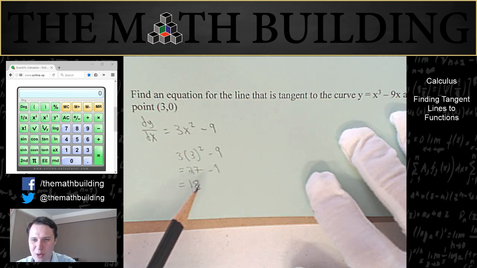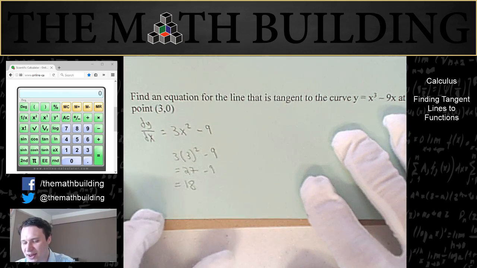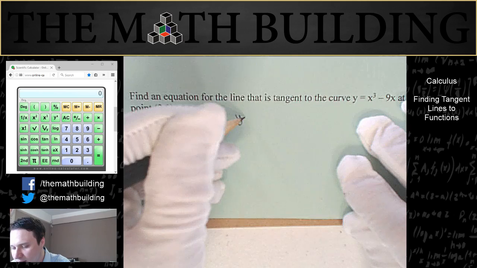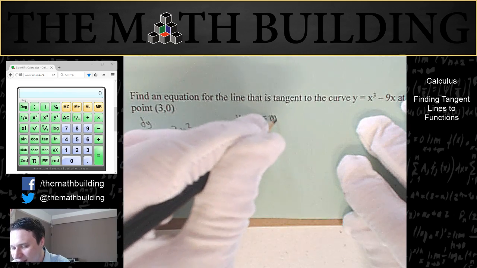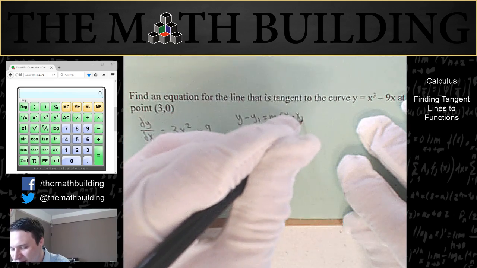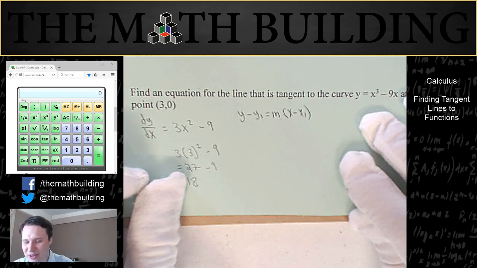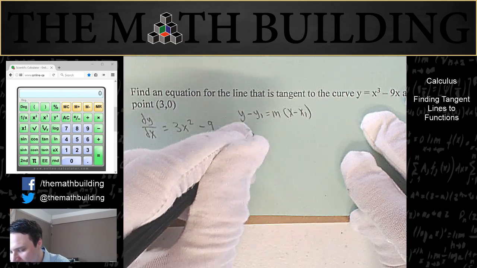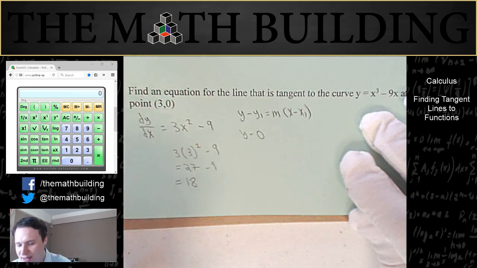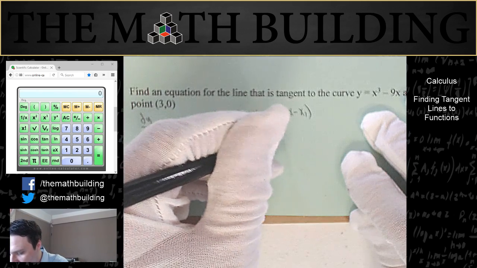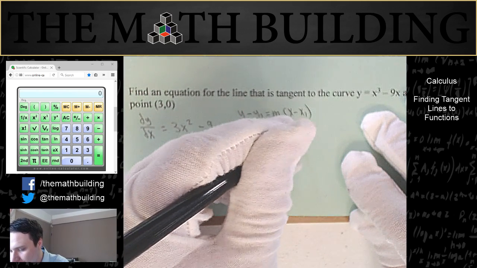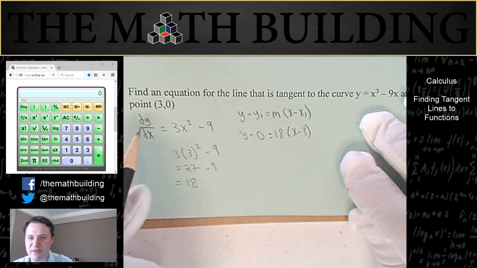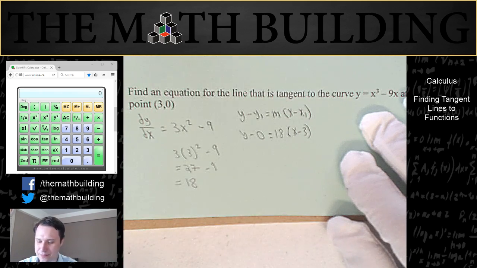And now we know the slope, we know a point, and so now we can just use the point-slope formula, y minus y1 equals m times x minus x1. So let's plug in these values. I have y minus 0 from our point. We figured out that our slope m was 18, and our x value at the point was x minus 3.